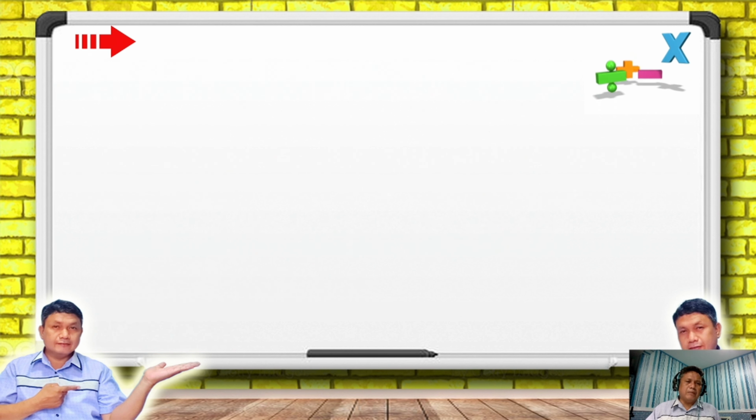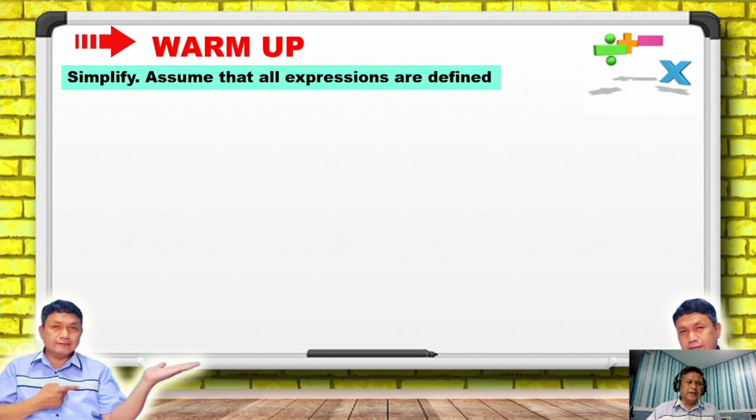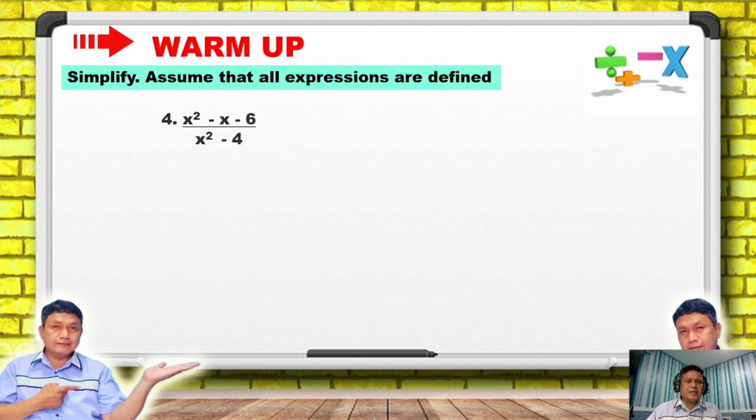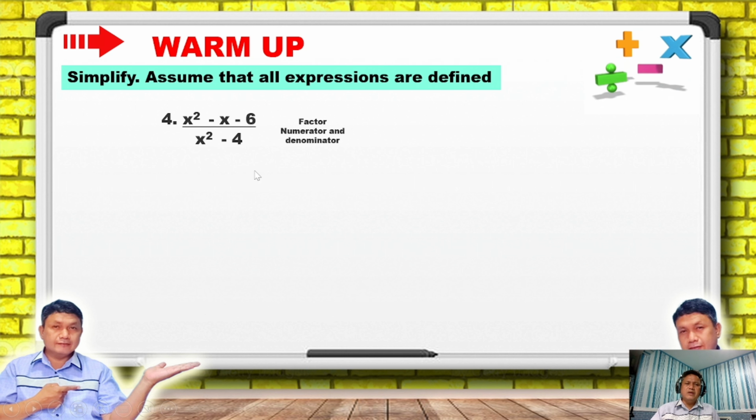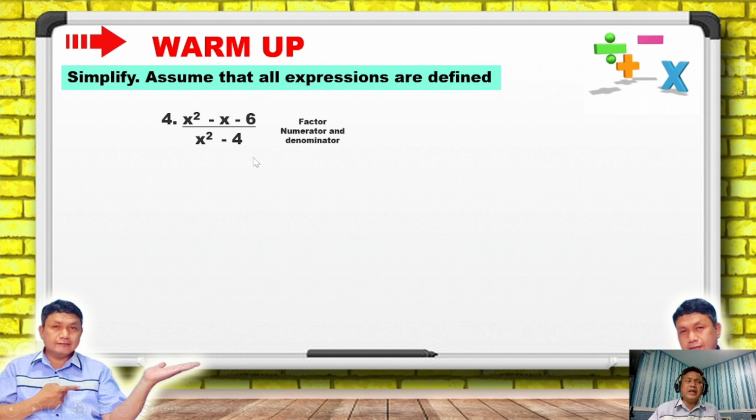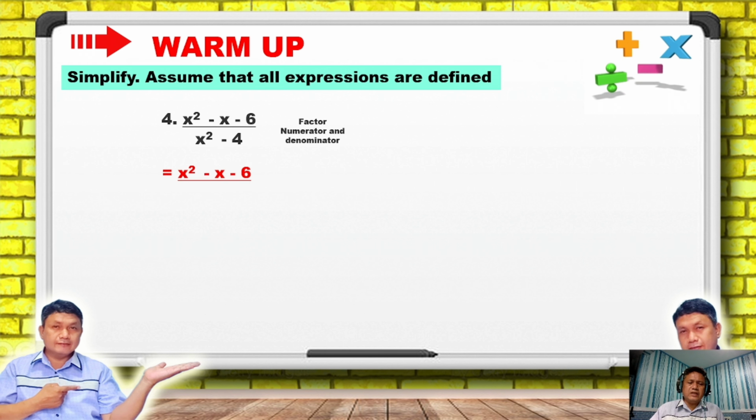Ano? Okay, let us proceed to example number 4. So example number 4 is x squared minus x minus 6 over x squared minus 4. Okay, so sa case na to, of course, this is an example of division of polynomials. Now, ano po yung unang gagawin natin? And this is the rule. Factor the numerator and denominator if possible. So, yung ating nasa itaas ang ating numerator at yung x squared minus 4 naman ang ating denominator.